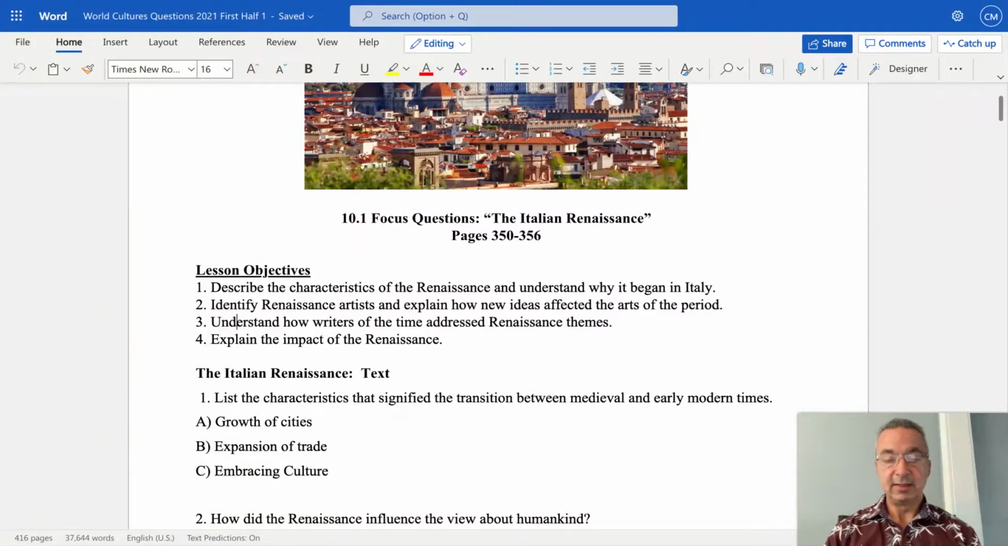Number two, how did the Renaissance influence the view about humankind? Keep in mind that the word Renaissance literally means rebirth. So you should understand that it's a rebirth of culture. When you look at the different periods of time in history, and we looked at this a little in our introductory activity, during ancient times there was more culture and more writing and more creativity. Then we had the Dark Ages or medieval times where everything contracted. And now we're seeing a rebirth here during the Italian Renaissance.